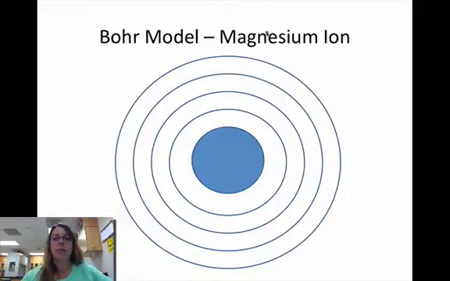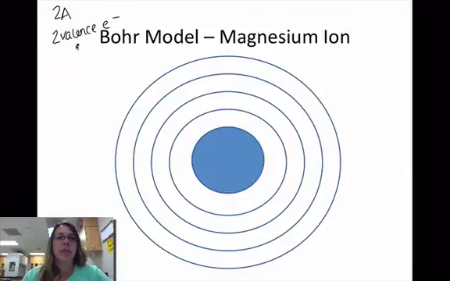Okay, now we want to do the magnesium ion. So if you looked at magnesium, you know it's in group 2A. That means it has 2 valence electrons. If it has 2 valence electrons, everybody's trying to get to 8. So it's going to be a lot easier for magnesium to lose 2 electrons rather than to gain 6. It's going to take a lot less energy to do this.